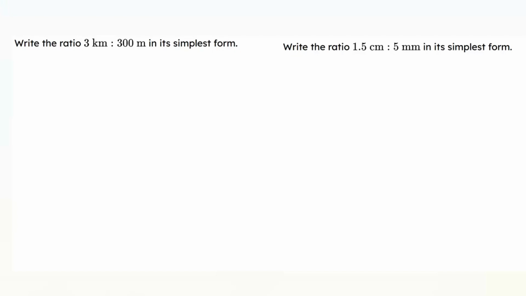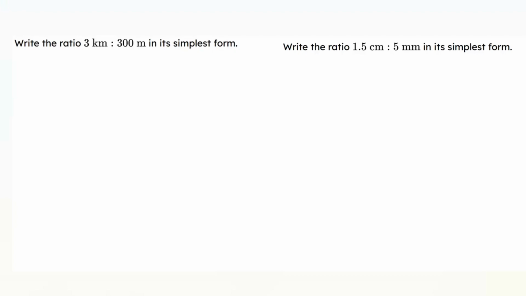Today we will understand how to simplify the ratio with different units. In these questions, you can see one question has the units kilometer and meter, and the other question has the units centimeter and millimeter. In this case, we always have to change the bigger unit into the smaller unit, because that makes the question easy to do.